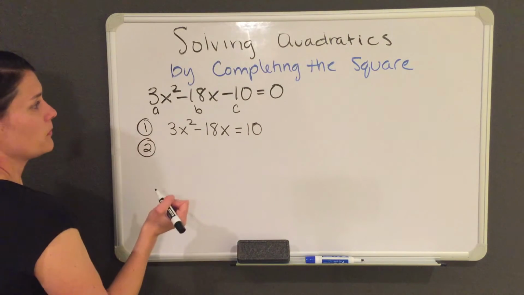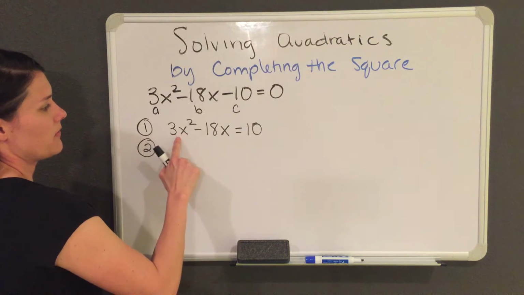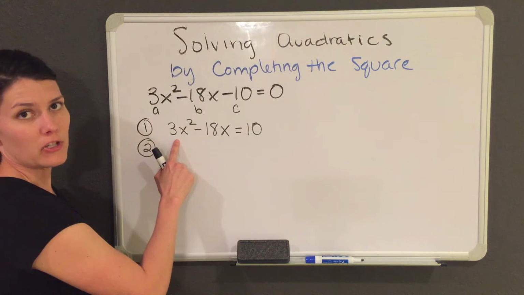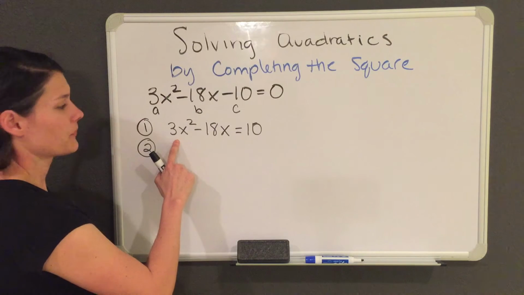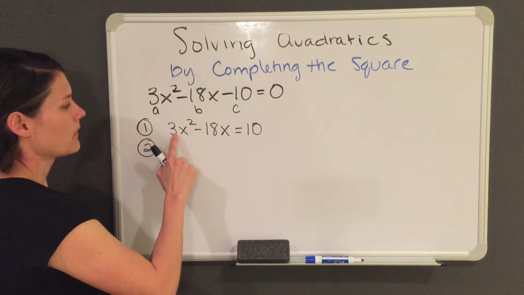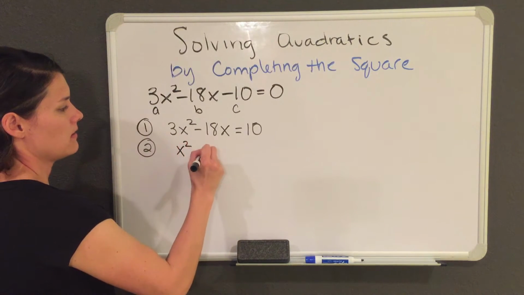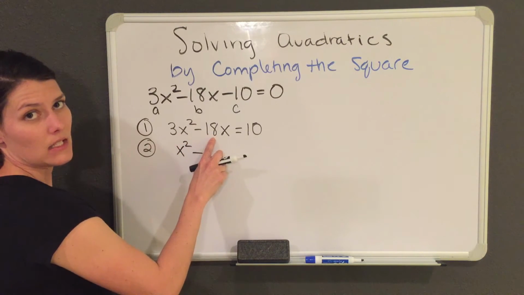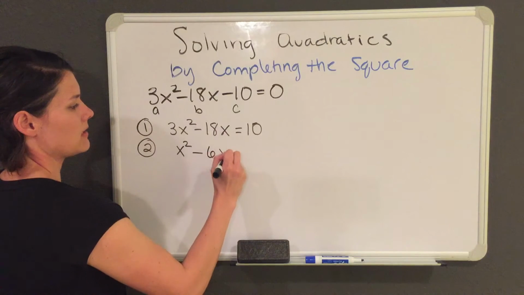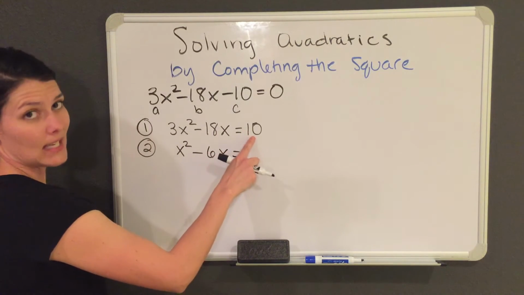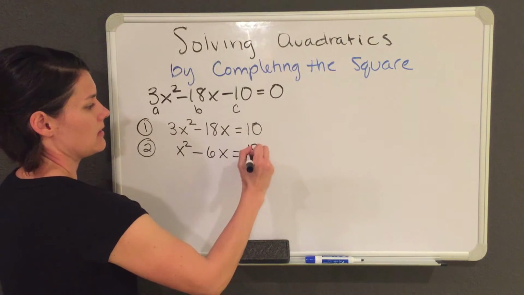On step 2, you're going to need to divide every term by your leading coefficient, otherwise known as your a. In this case, it is 3. So 3x squared divided by 3 is x squared. Negative 18 divided by 3 is negative 6. And 10 divided by 3 is 10/3.